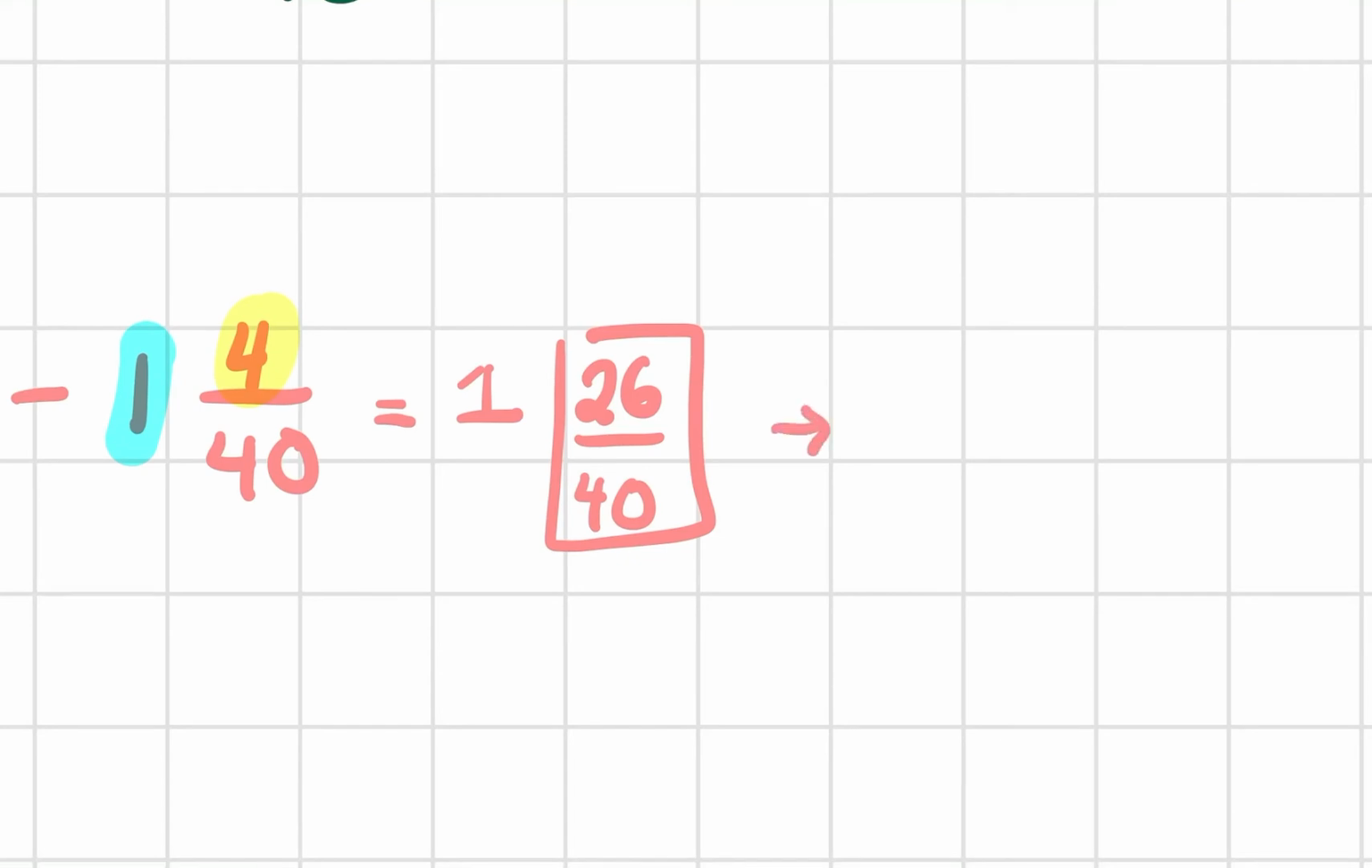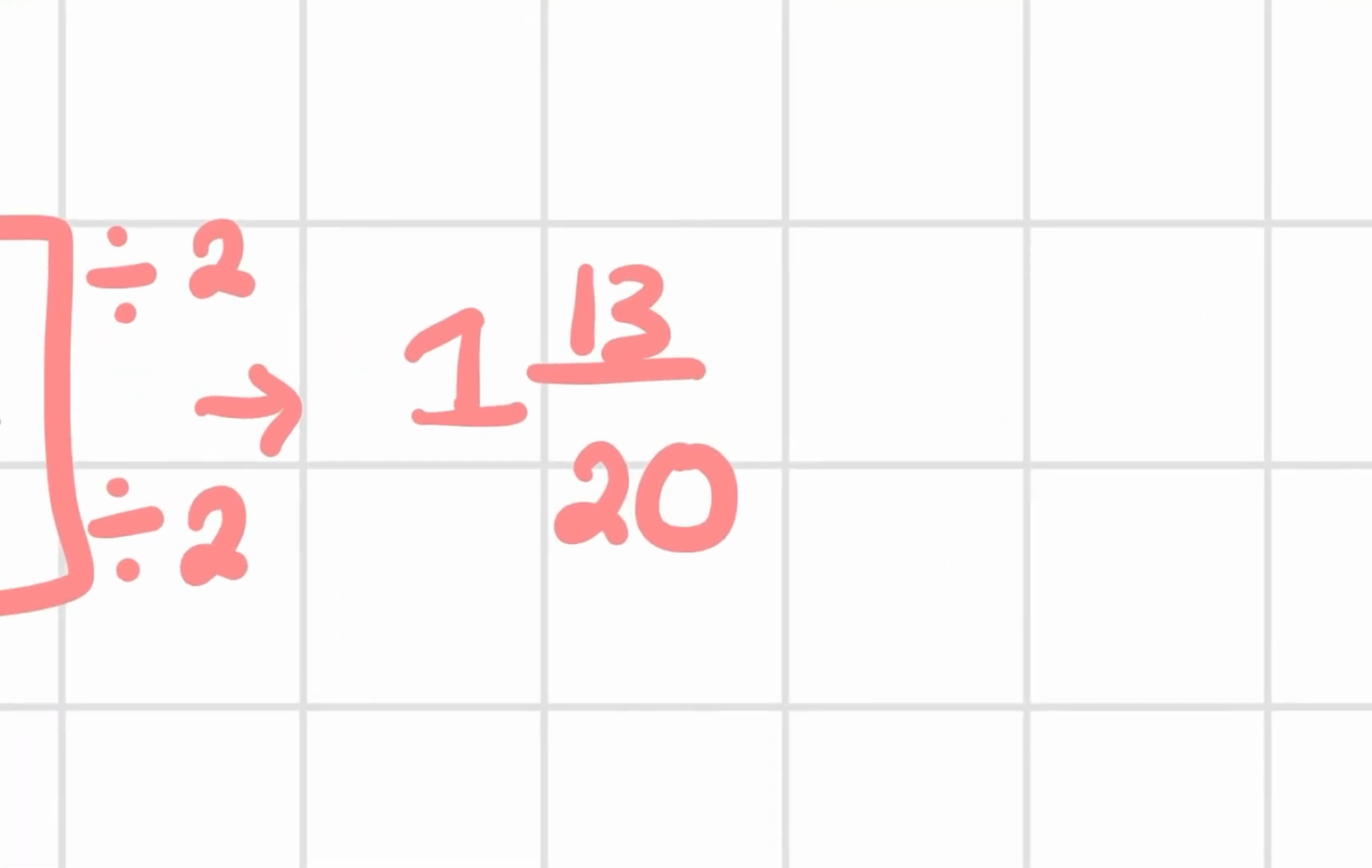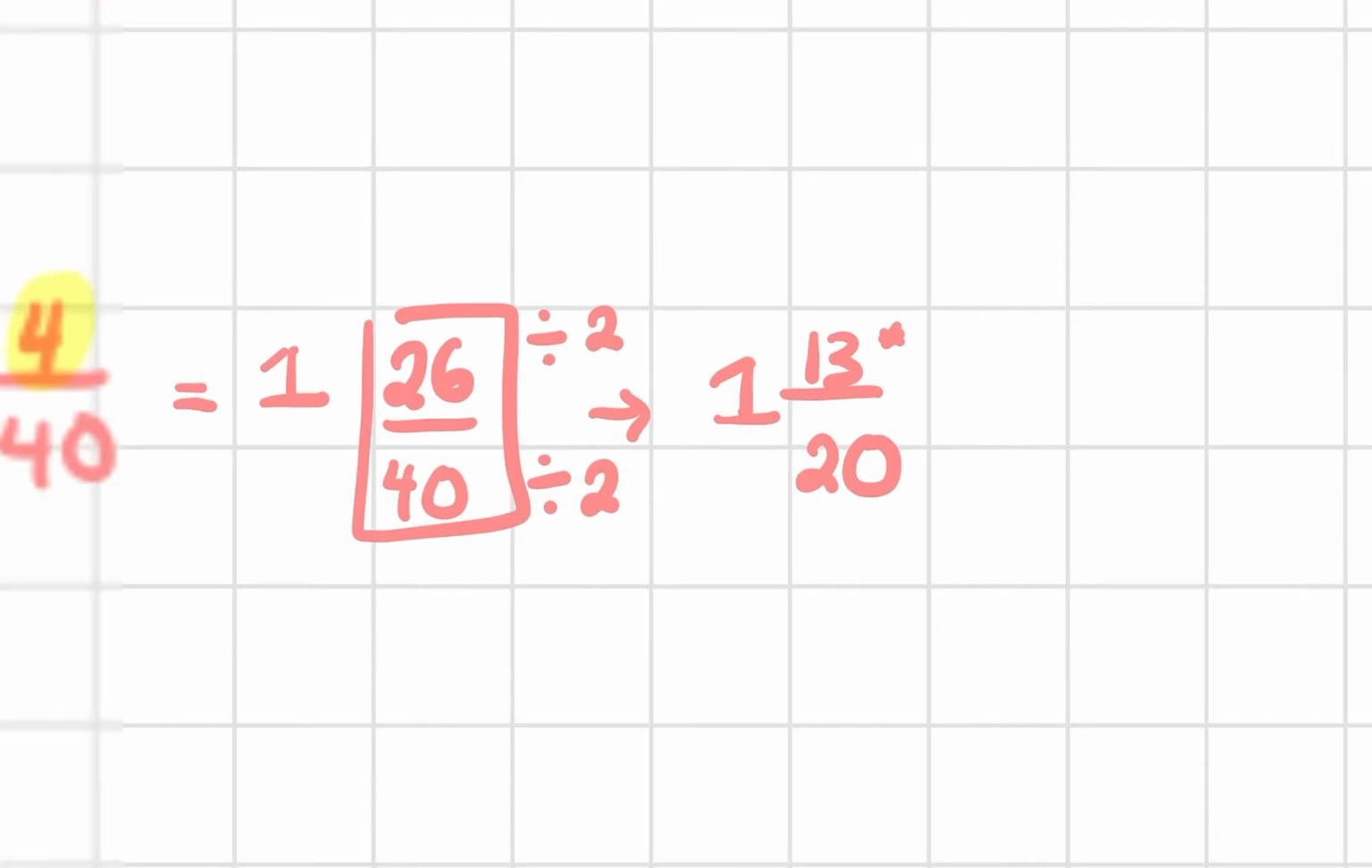And I'm not quite sure, but I do know that both 26 and 40 divide by 2. I know this because they are even numbers, and so I know that they both divide by 2. So by going a little bit further, I know that 26 divided by 2 is 13, and 40 divided by 2 is 20. And I can confidently say that this is reduced because 13 is a prime number, and I can't do much more to it.